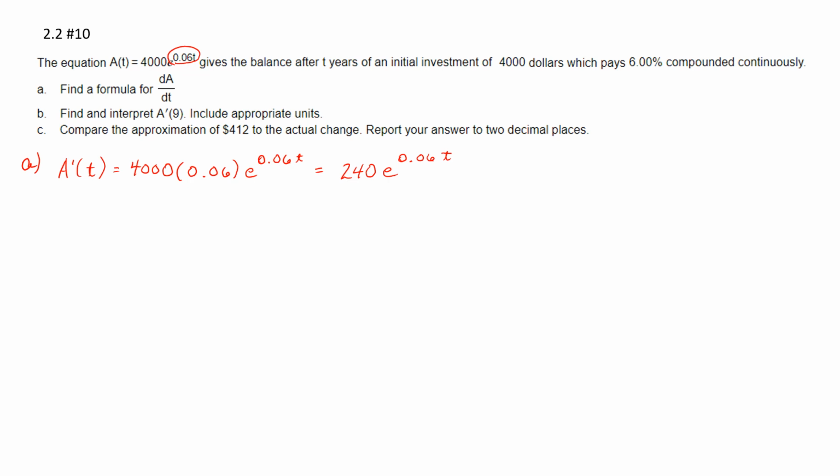All right, moving to part B, we want to find and interpret A prime of 9, including appropriate units. And it's also going to want us to round to the nearest dollar.